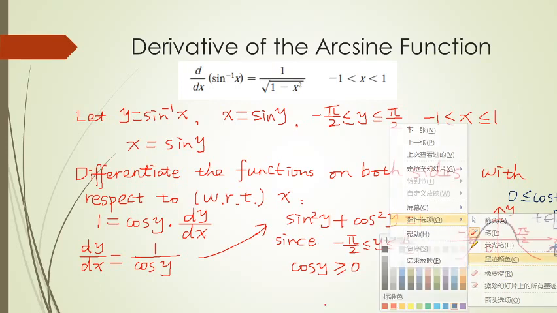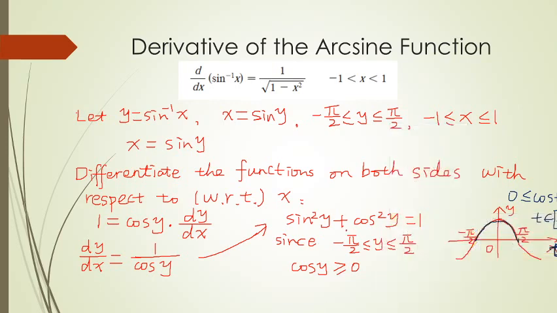Since cosine y is non-negative, according to this identity, my cosine y will be the square root of 1 minus sine square y. When I take the square root, it should be plus minus, but I only take the positive root. I will drop the minus because this cosine is non-negative when my independent variable is between minus pi half and pi half. So that is an expression, okay?